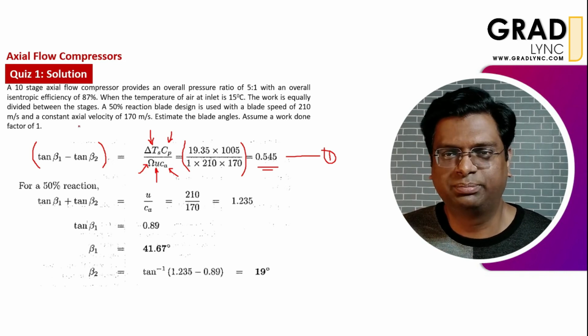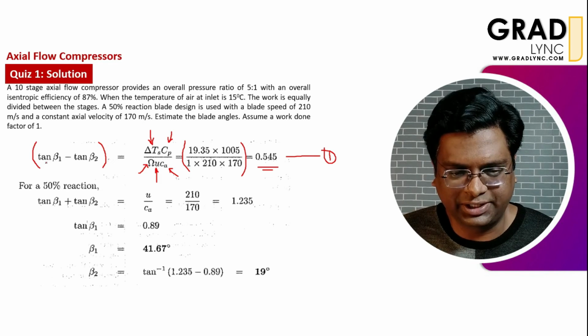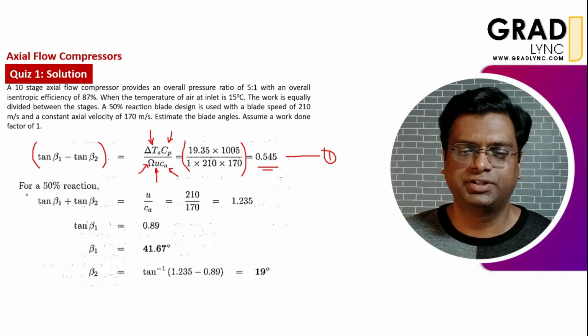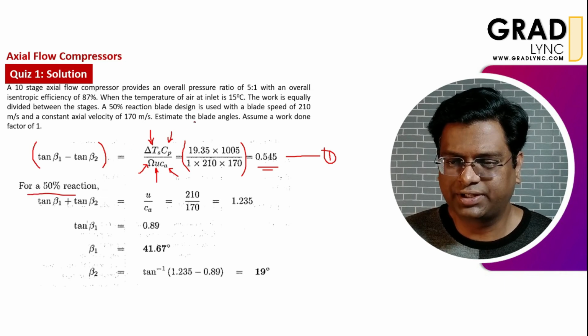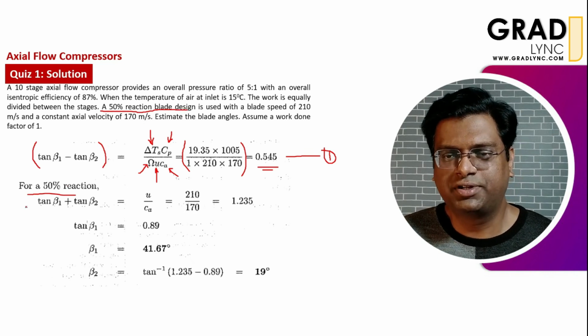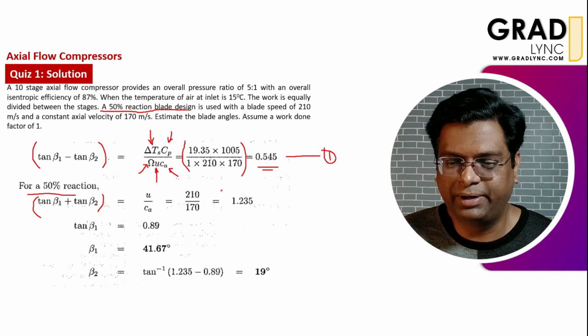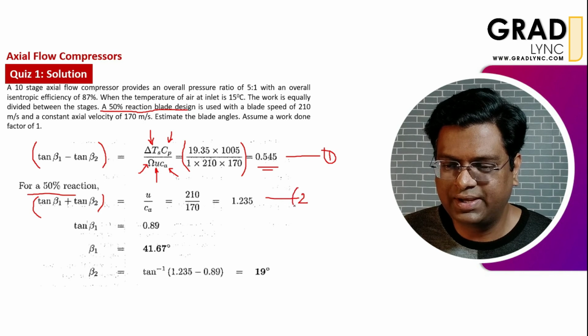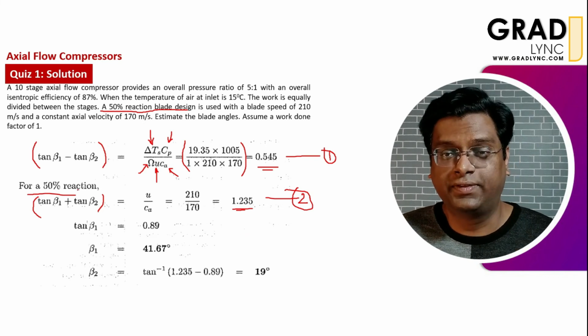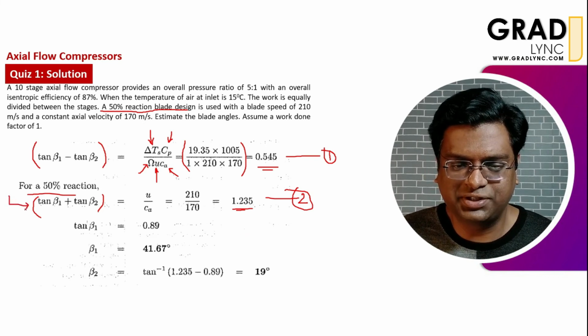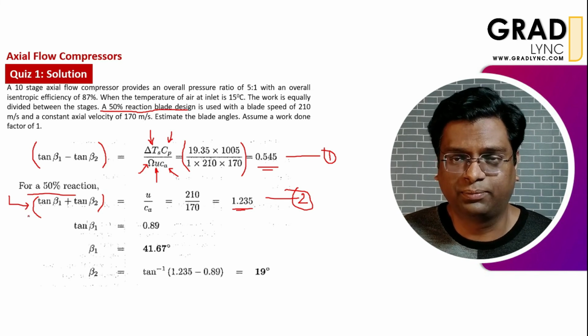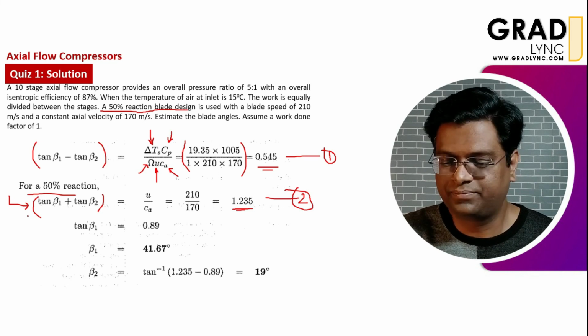Now there are two unknowns, beta 1 and beta 2, both are blade angles, right? So we will use the degree of reaction equation. In the question it is given as the degree of reaction 50%. See here, 50% reaction blade design. So I am going to substitute the value of degree of reaction as 0.5 and then derive the value for beta 1 and beta 2. So I get equation number 2 as tan beta 1 plus tan beta 2 is equal to 1.235. This equation again we get from the previous session for the degree of reaction, right? So please go through that equation if you are not familiar.